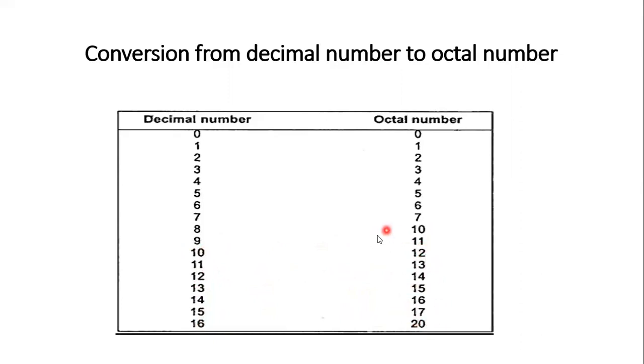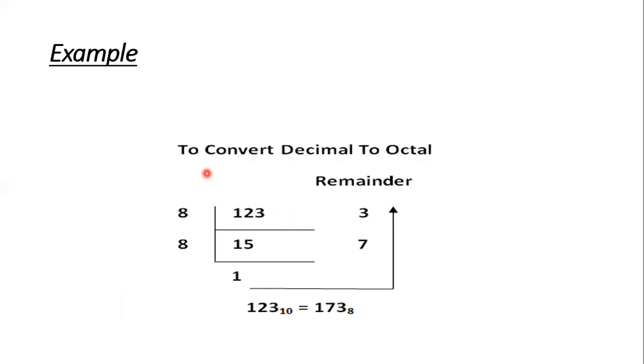So how does this happen? Again, we use decimal to octal conversion. How to convert a decimal to octal? This is similar to binary. In binary, we divide the decimal number by 2, whereas in octal, we divide the decimal by 8, since the base of the octal number is 8.